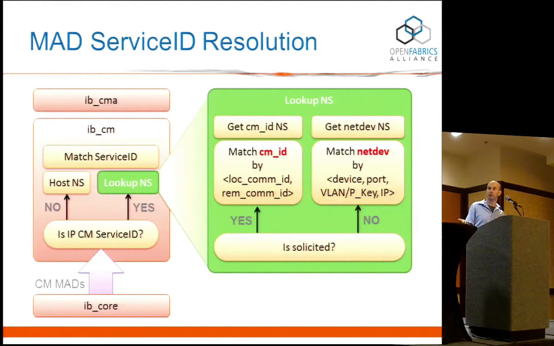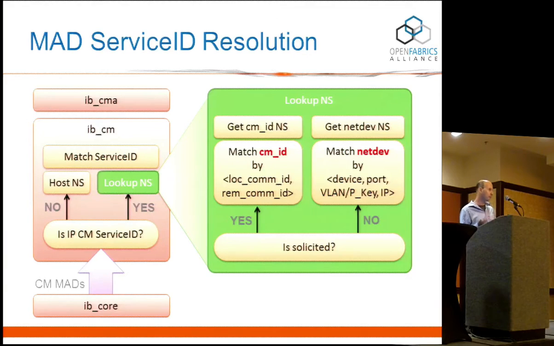If it is an IPCM service ID, I do this lookup namespace procedure, which is divided into two. Either I already have communication IDs, in which case I know that this packet belongs to a specific RDMA ID, which is associated with a namespace. So I have nothing much to do other than take that RDMA ID's namespace and I'm done. The other option is that it's an unsolicited MAD, which means it's the first time I'm seeing this incoming connection. In that case, I need to match it to an interface to learn about the proper namespace, because remember, it's the interfaces that are assigned to the namespaces, so the interface determines the namespace.